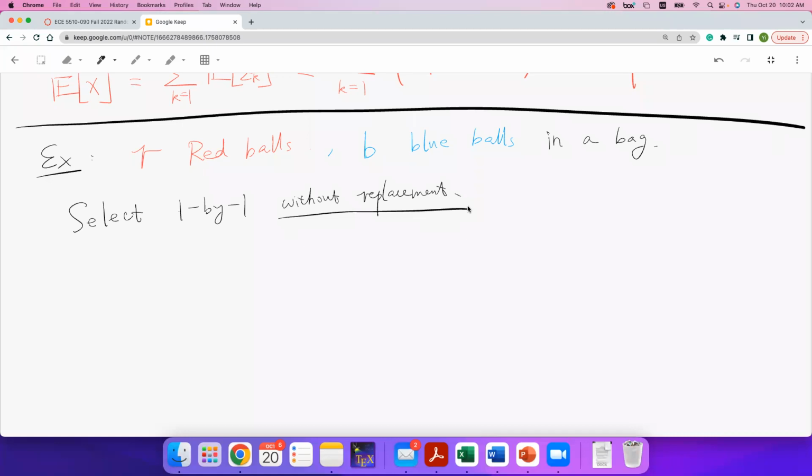If you do with replacement, meaning that every time you select a ball and then you put it back, then for every trial your choice is from R red balls plus B blue balls. It's the same for every trial, right? But if you do without replacement, then it's very different. Your trial will depend on the history. So basically you randomly draw these balls uniformly at random, one by one, without replacement.